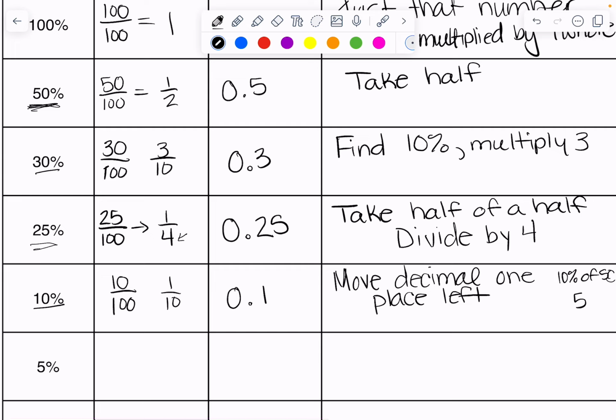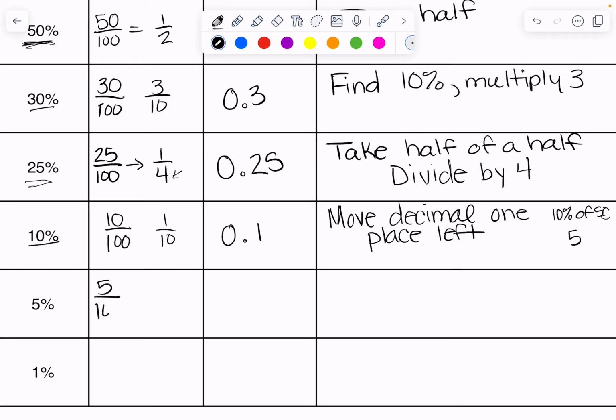Okay. And then for 5%, we have 5/100ths, which is going to end up equaling 1/20. This is 0.05. For this one, we're again going to look at the relationship between the 10% and 5%. Some of you might notice that 5% is half of 10%. So if you find 10% and take half, then you'll have your 5%.